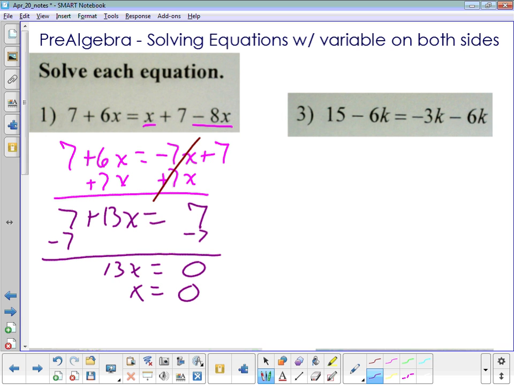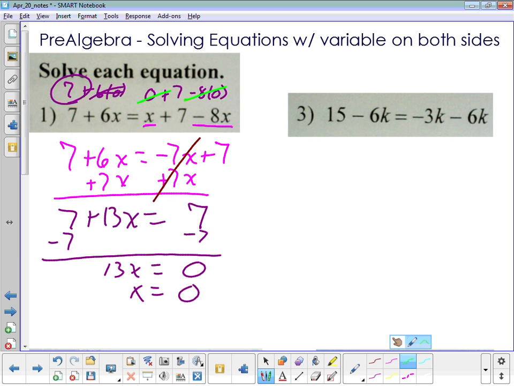Now let's go back in and check it. 7 plus 6 times 0 is just a 7, and 0 plus 7 minus 8 times 0 would give me a 0 and a 0, leaving me with a 7, and a 7 does equal 7, so x does equal 0 in that case. Okay, so let's look at the next problem.